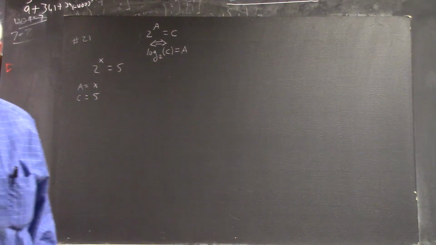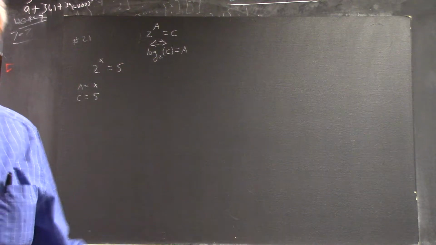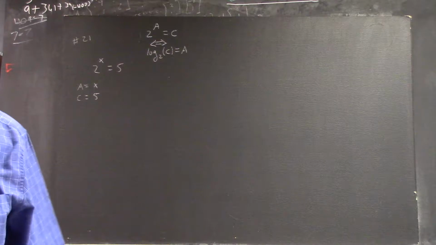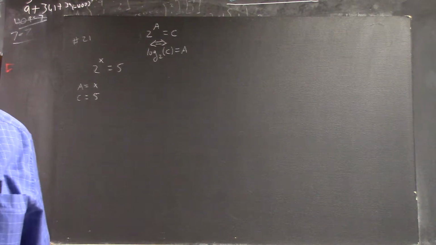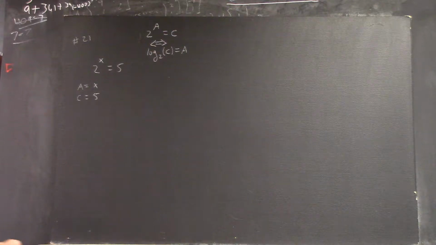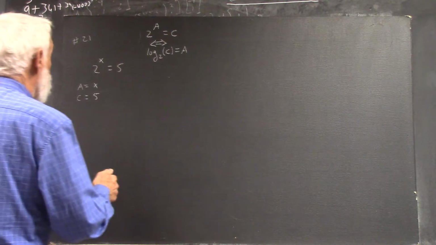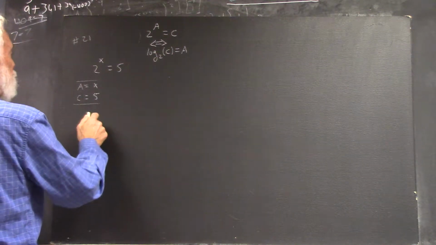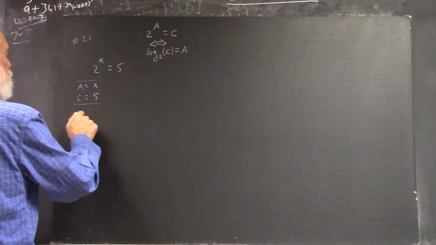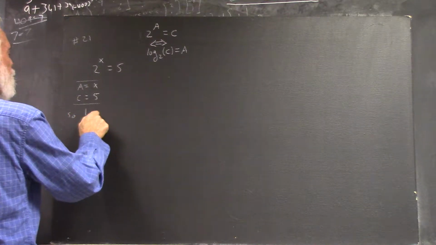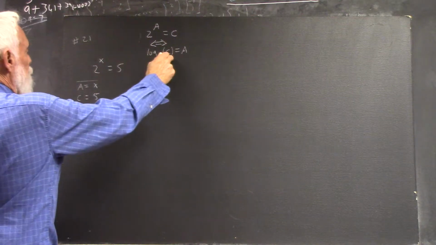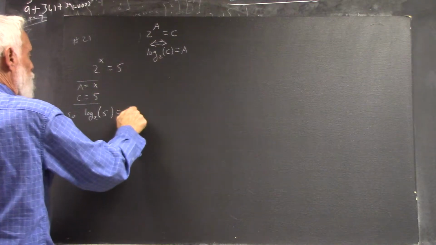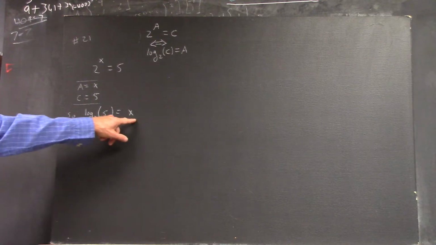Now it's easy in this case, but when you have more complicated expressions, I see people starting to get confused. Although people who identified the A's and the C's pretty much did it right. So if you did that, you probably don't need me to tell you now, but let's just do it, because it's critically important. So log base 2 of C, which is 5, equals A, which is X.